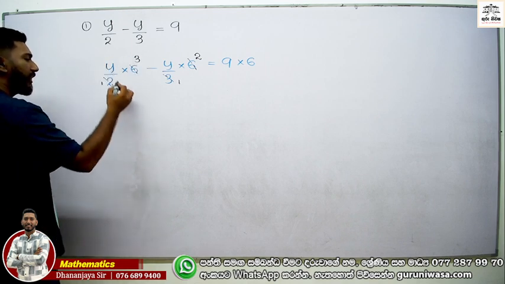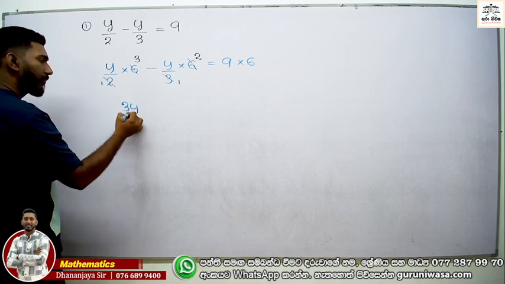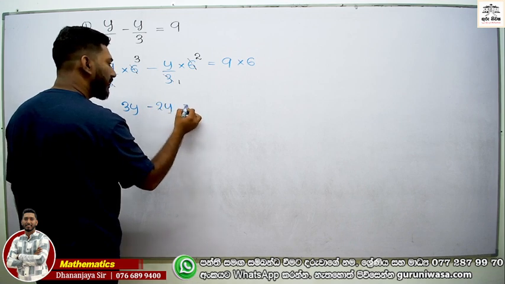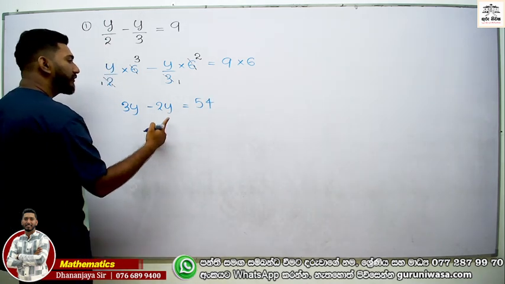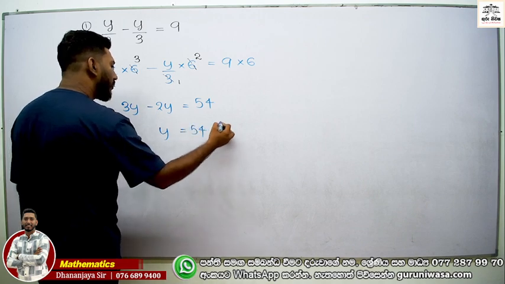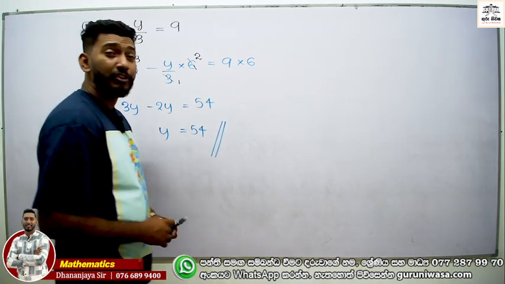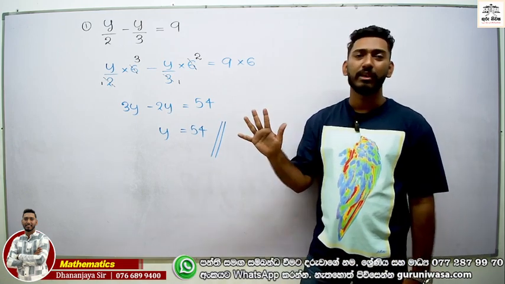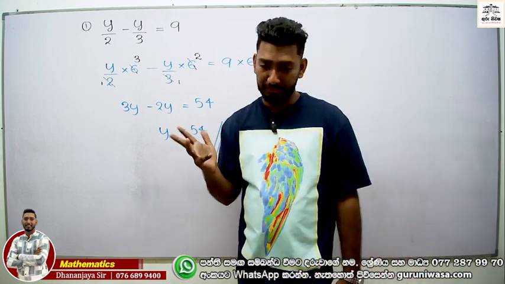Now 3 times y is a 3y. y times 2 is a 2y. Equals to the 54. Now 3y minus 2y is a y equals to the 54, and this is a final answer. Right. Now understood the theory part? What is the theory part? You need to multiply the whole terms by the lowest common multiple of the denominators.